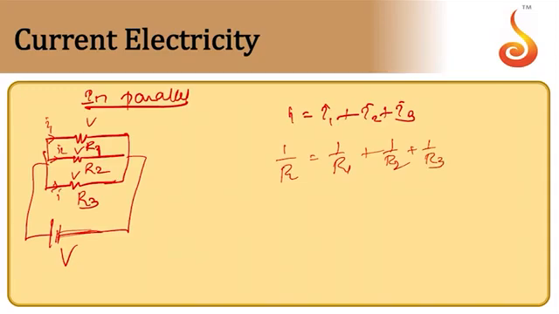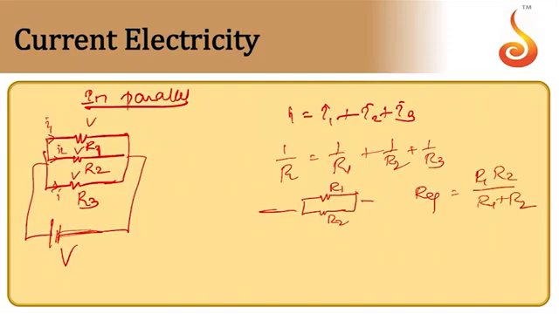And if there are two resistors, for example R1 and R2, connected in parallel, then the equivalent resistance is given by R1R2/(R1 + R2), and the currents are in the ratio 1/R1 : 1/R2 : 1/R3.